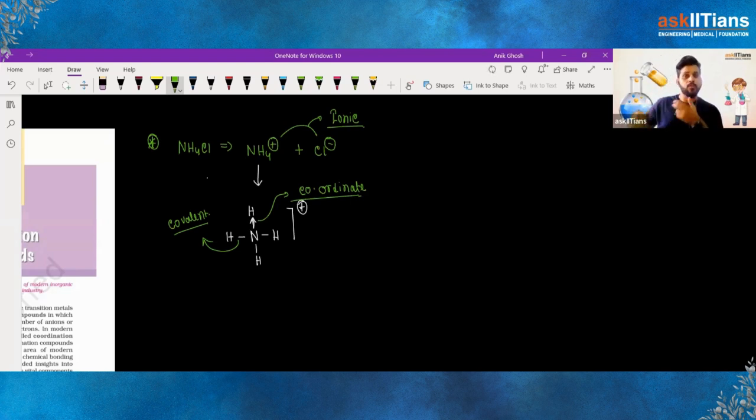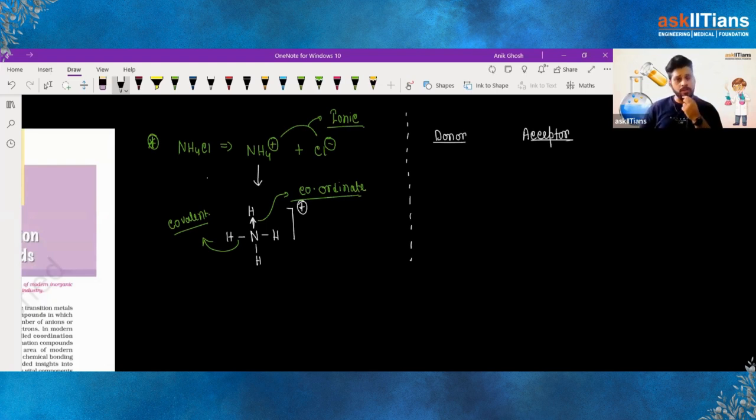Why don't we just call it coordinate bond? So guys, it's like a very simple thing. There would be a donor molecule, and there will be an acceptor. Both types of molecules, donor molecule and acceptor.